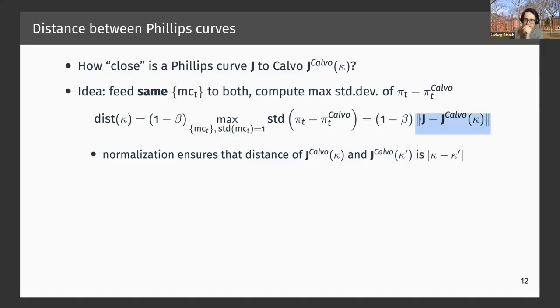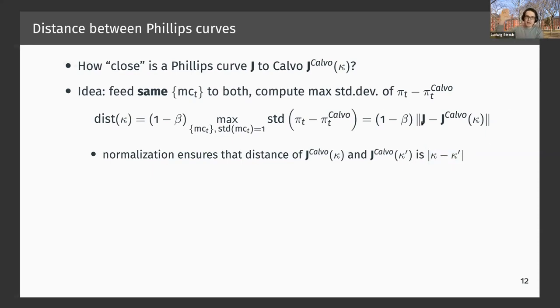And we add a little normalization here so that if you were to compare two Calvo models with each other, you get just really nicely that the distance is just the difference of the two slopes of the two kappas. But that's immaterial to the results. Okay, so this will be our distance.